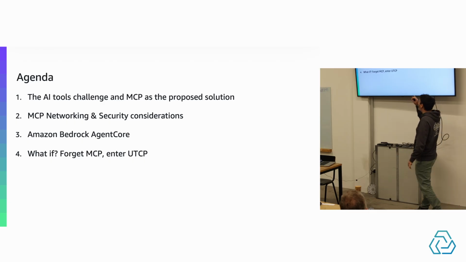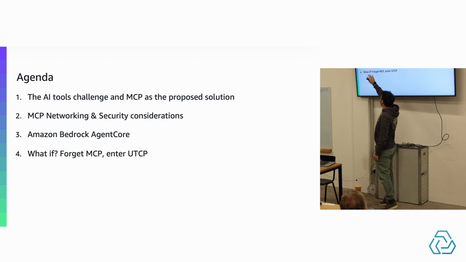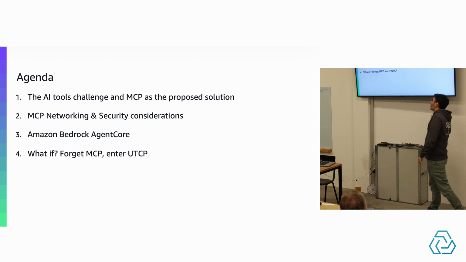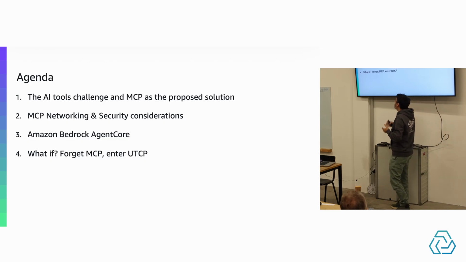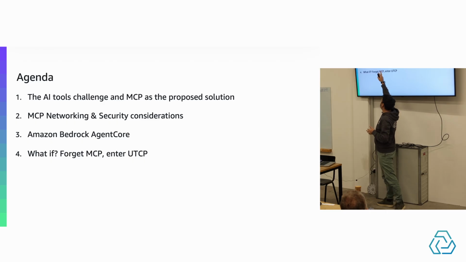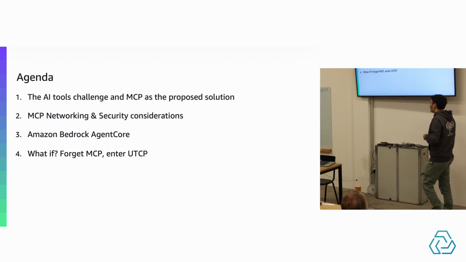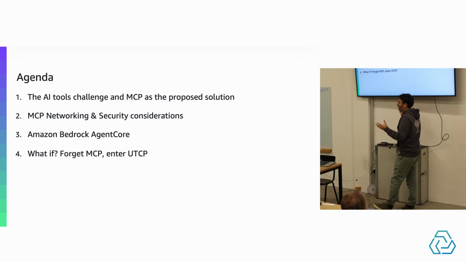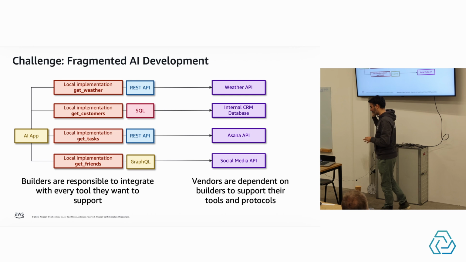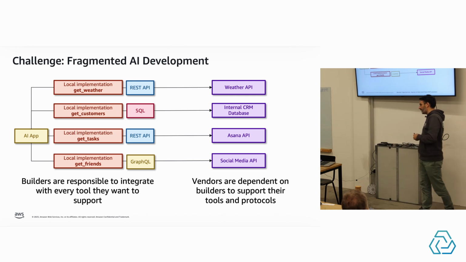I want to dig just a little bit into MCP networking and security considerations because I think they are very much overlooked. And it's good to have a reminder of things. Then I would like to introduce a service that we very recently introduced called Amazon Bedrock AgentCore, that tried to address these deployments at scale. And then, what if? This is a personal note on an open source project that I'm collaborating with.